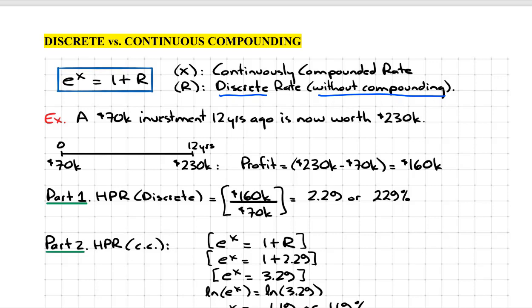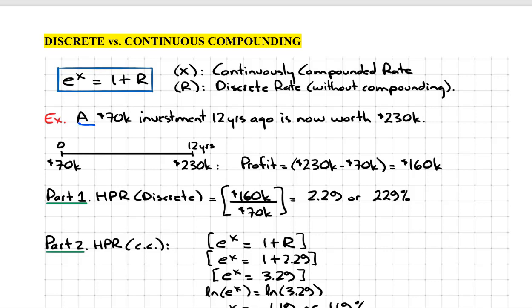So what we want to do is develop a framework that shows us the equality between continuous compounding and what its equivalent discrete rate will be. So this is the framework that we're going to use. e to the x is equal to 1 plus r. And the best way to demonstrate the difference between discrete and continuous compounding is with an example.